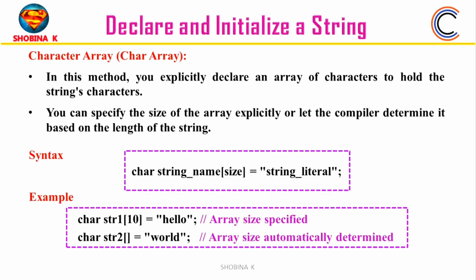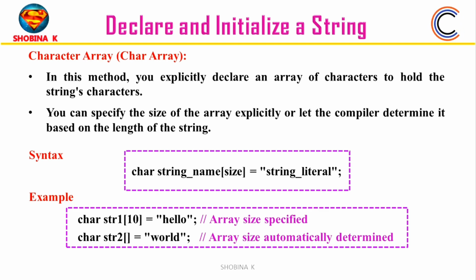The first method is char array or character array. In this method, we use a character array to represent a string. And in this method, we can specify the size of the array explicitly or let the compiler determine it based on the length of a string. And here is the syntax and the example for declaring and initializing a string in C using char array.